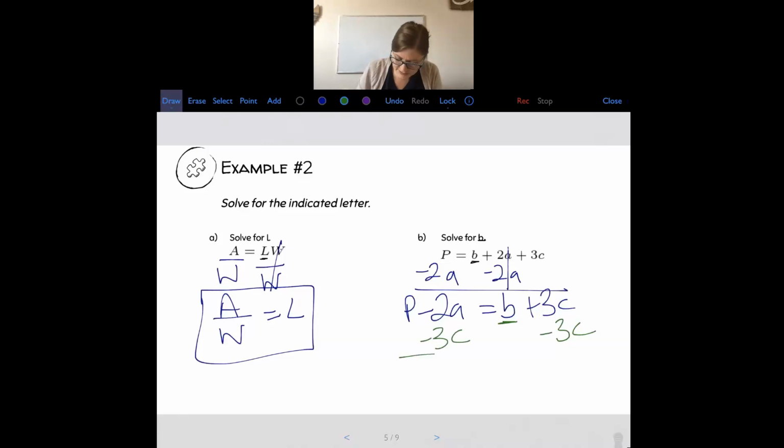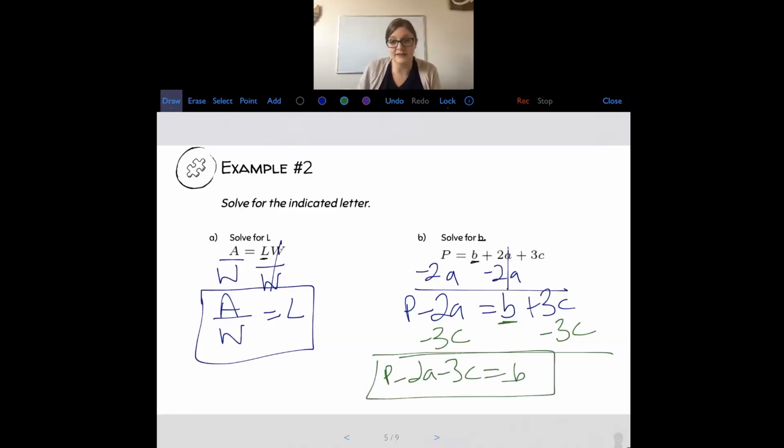Okay, and this might be easier. I'll write this as minus 3C. So we have P minus 2A minus 3C. So write it just like we said it. Okay, and this would be our final answer.